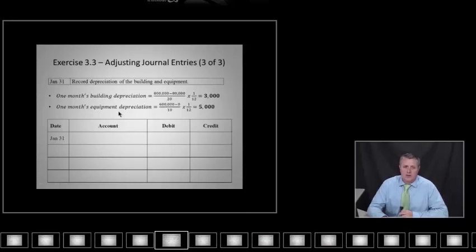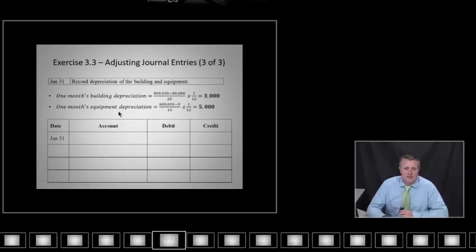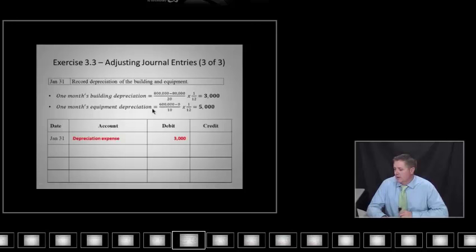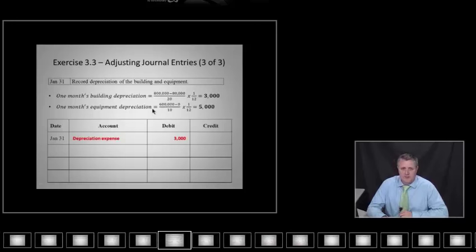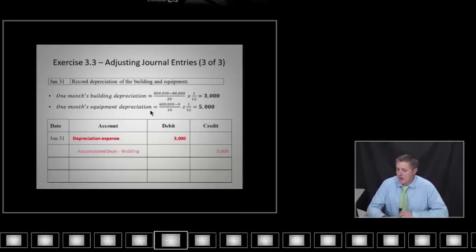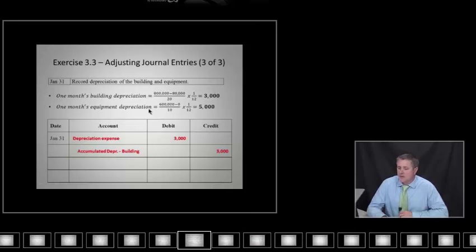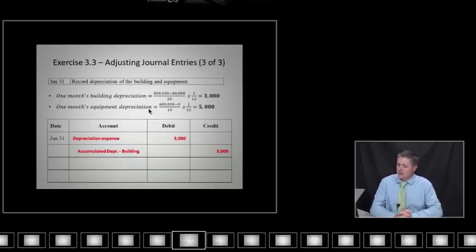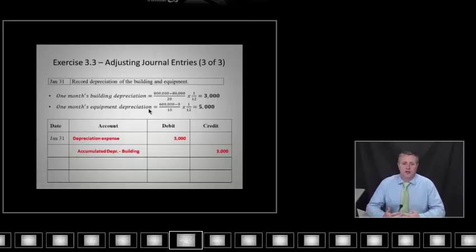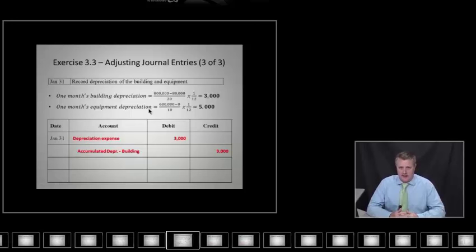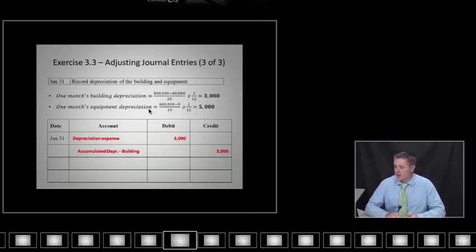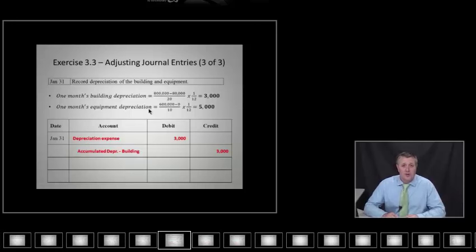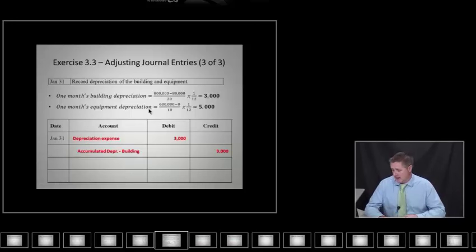So to record these entries, the debit side of the entry is going to be depreciation expense. For the building, we would debit depreciation expense for $3,000. The credit side of the entry is going to be accumulated depreciation related to the building. Again, this accumulated depreciation account is a contra asset account, and specifically, accumulated depreciation for the building is contra to the building account, so it offsets that account.